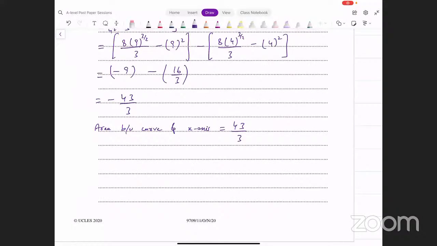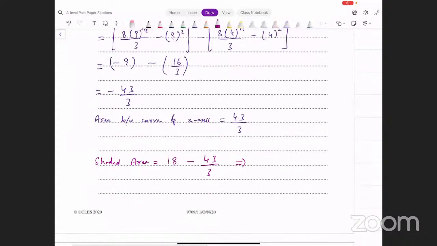What's the shaded region now? शेडेड रीजन आपके पास क्या आ जाएगा? आप इन दोनों को सब्ट्रैक्ट कर देंगे. Shaded area is going to be area of triangle, which was 18, minus the area between the curve and the x-axis. Just evaluate this and see what that gives you. 18 minus 43 divided by 3, and that turns out to be 11/3. You can just leave it like that if you want.